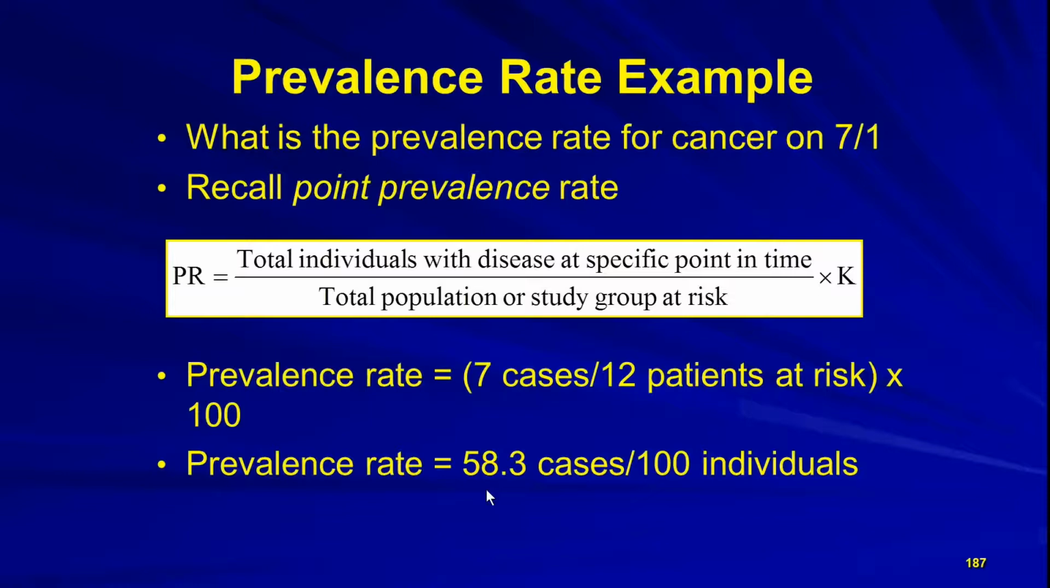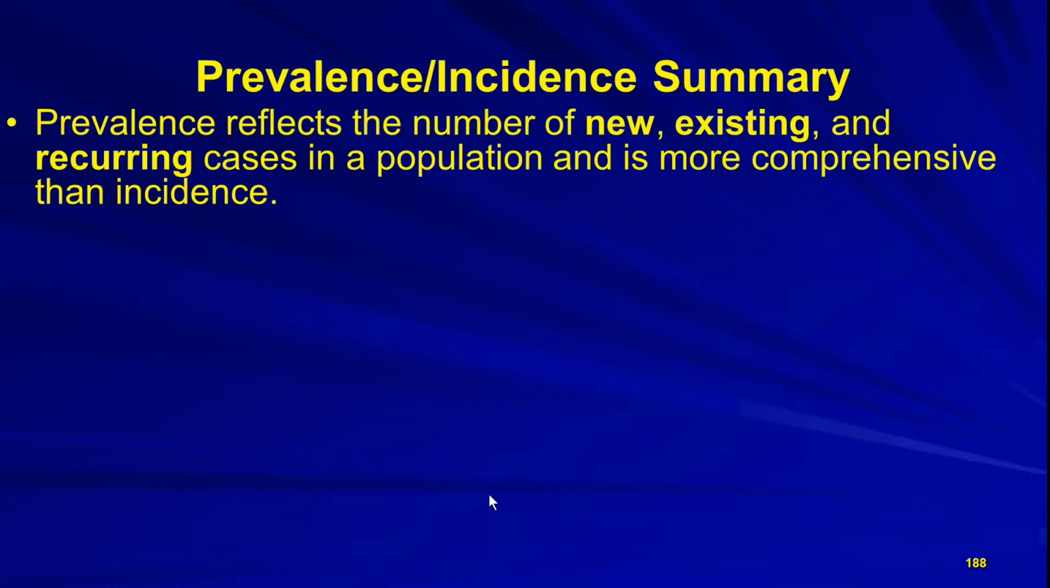But in this case, another way to say it is that a little more than half of every 100 people have cancer. And that's a meaningful explanation to most people. Now, okay, prevalence, again, reflects the number of new, existing, and recurring cases in a population and is more comprehensive than incidence, and it includes incidence. And I'm talking about rates here, right?